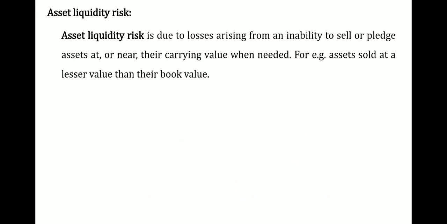For example, asset A has a book value of rupees 1 lakh. The company is not able to sell the same asset at 1 lakh rupees, but they sold it at 80,000 rupees.